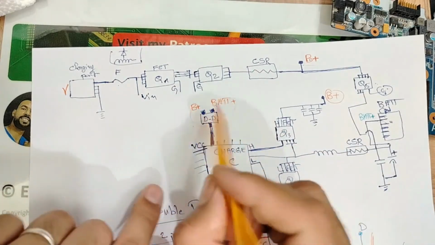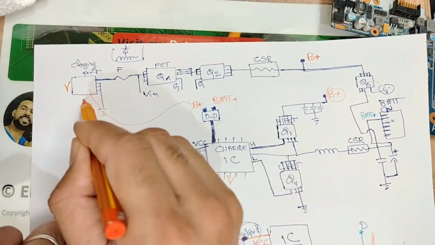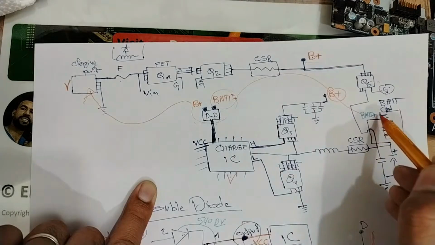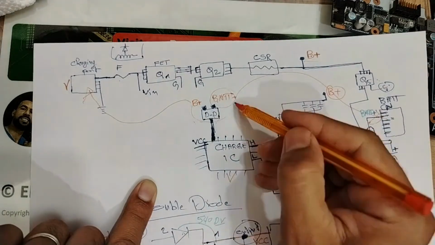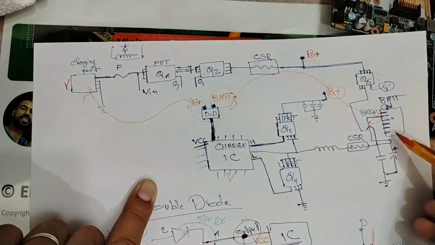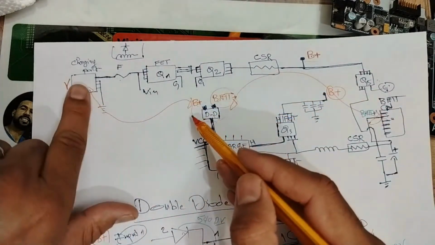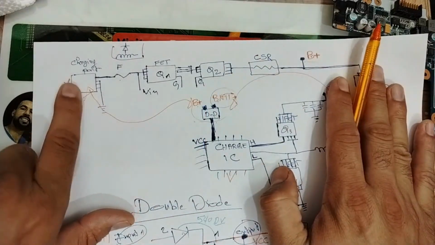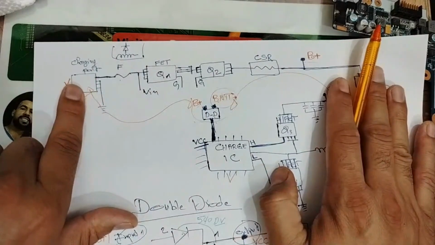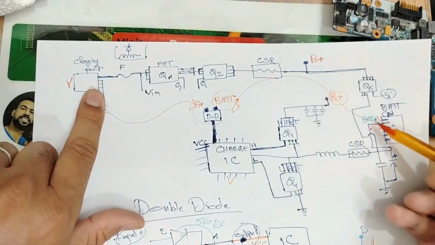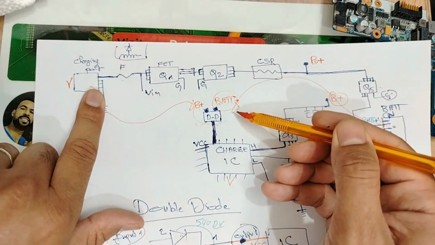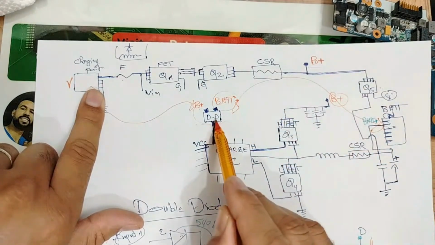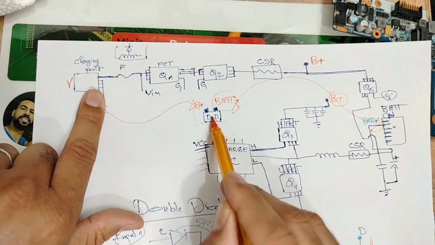One input from the adapter, and this input, my friend, from the battery here. You see, 2 inputs, one from the battery, one from the adapter. When the adapter is connected, the battery is eliminated. When the adapter is disconnected, the battery takes over and sends the VCC to the charge IC. That's why we use the double diode, my friends.